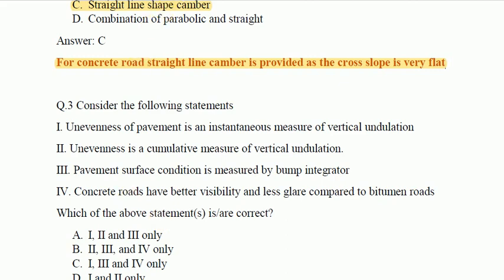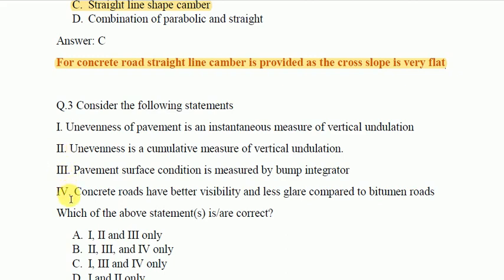If we see statement 1, which says that unevenness of pavement is an instantaneous measure, this statement is incorrect because it is a cumulative measure of vertical undulations. Unevenness of pavements is measured as a cumulative measure of vertical undulations, which is measured by an instrument called a bump indicator. So we can see statements 2 and 3 are correct.